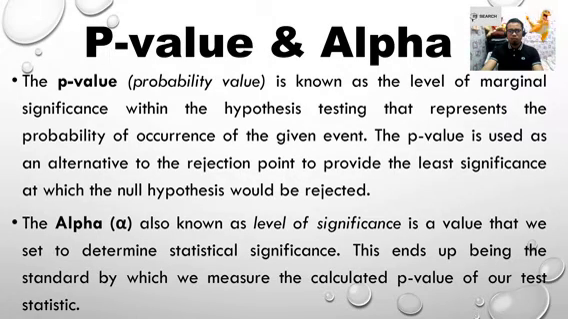Klarong-klaro yung p-value doon. And as the statement goes, this will become the basis whether we accept or reject the null hypothesis, and that's correct. Just pay attention to the p-value as we compare that to the alpha, because alpha, which is also known as the level of significance, is a value that we set to determine statistical significance. It will be our standard as we calculate the p-value to make a decision whether to accept or reject our null hypothesis.